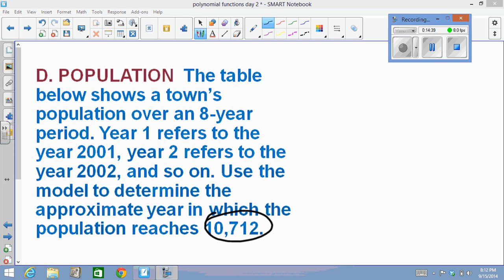Now, if you have problems with the actual intersection of the two lines, solving the line y equals 10,712 and the equation that we have, I can show you that the next time I see you in class. But those should be basic skills that you already know how to do on your calculator. But again, if not, then ask me and I can show you how to do them.